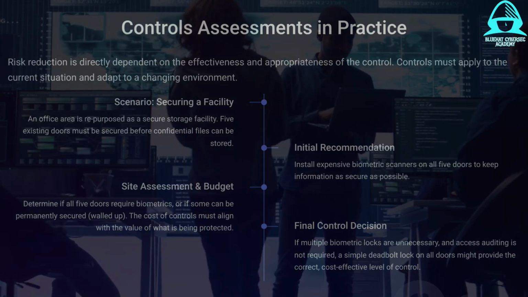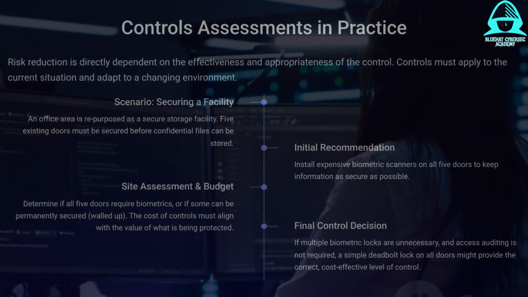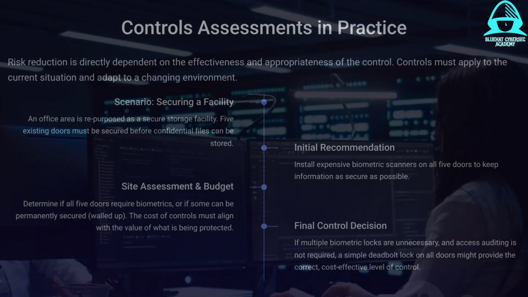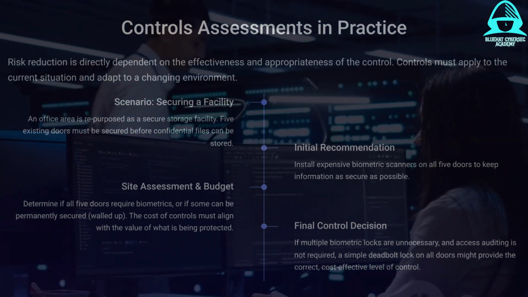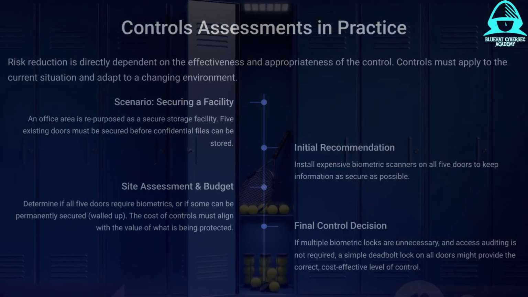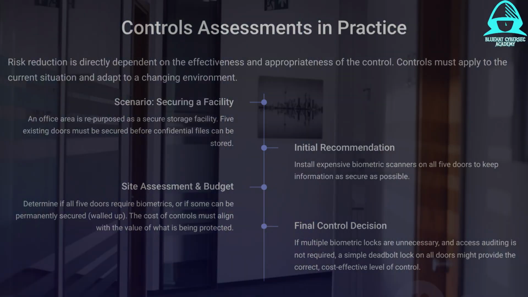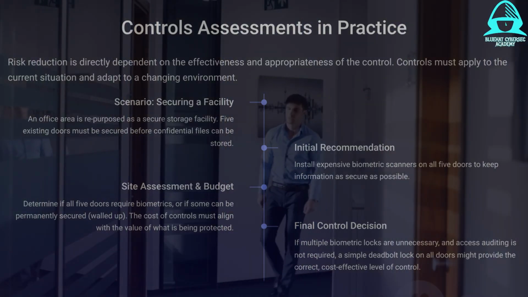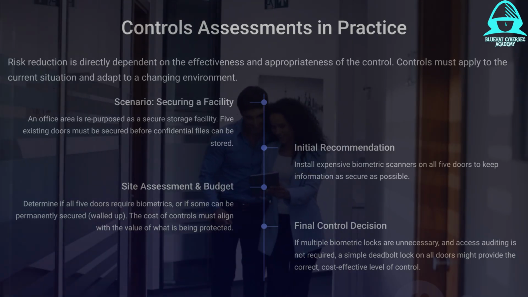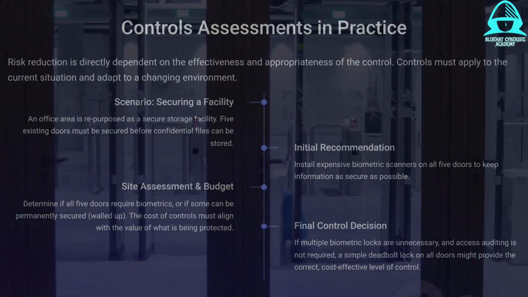Now, let's look at how controls are assessed in practice. Risk reduction really depends on how effective the control is. It has to apply to the current situation and be able to adapt to a changing environment. For example, consider a scenario where part of an office building is being repurposed for use as a secure storage facility. Because of the previous use of the area, there are 5 doors that must be secured before confidential files can be stored there. When securing a physical location, there are several things to keep in mind.